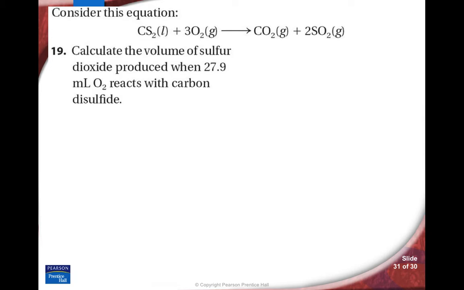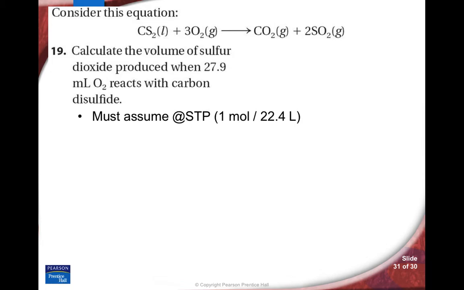And here's an example. You can write this down and give it a whirl. Carbon disulfide and 3 oxygens combine to make carbon dioxide and 2 sulfur dioxides. That's how this reaction would be stated. So the question is 27.9 milliliters of oxygen reacts with carbon disulfide, so that's our reactant side, and they want you to calculate the volume of sulfur dioxide produced.